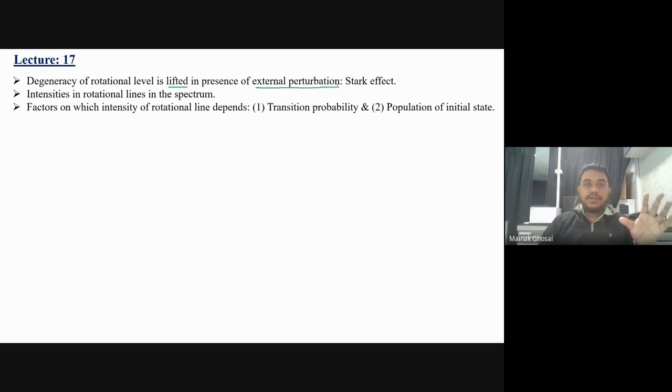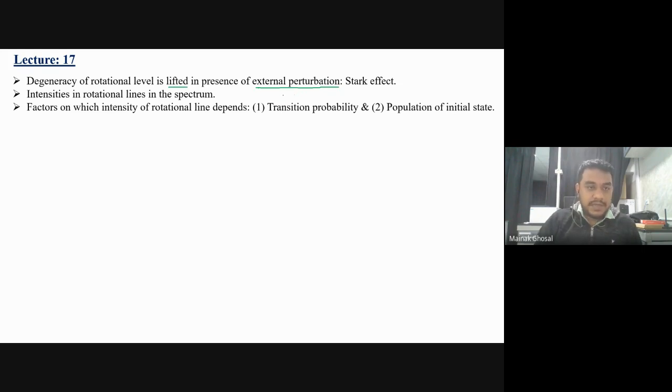When there is no perturbation, no field, all the rotational levels have equal energy. As you apply some electric field or magnetic field, the rotational energy levels will change. They will not be degenerate; they will take different energies. Just like in the Jahn-Teller case, where the degeneracy is broken, in this case also the degeneracy is lifted due to external perturbation.